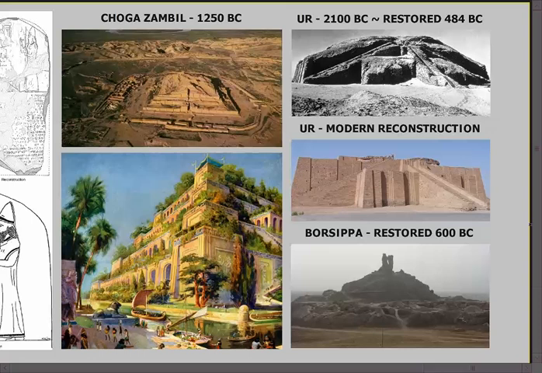That ziggurat was actually destroyed, by the way, later on in 484 BC by the Persian king Xerxes. Anyway, there are ruins here of other ziggurats, such as the one at Chogaz-in-Bil, which was built around 1250 BC by the king Untash-Naparisha, mainly to honor one of their gods there.